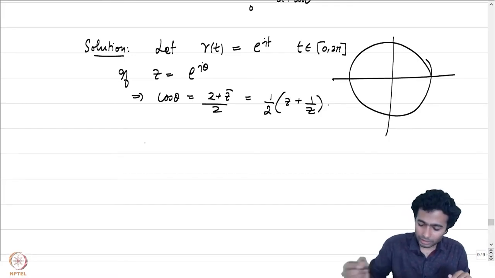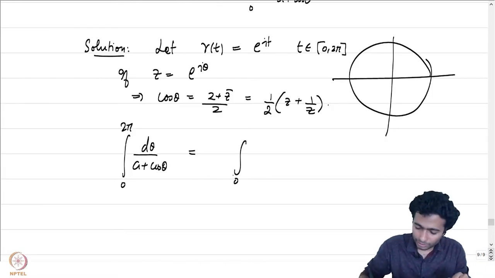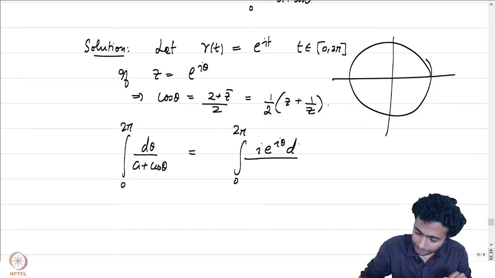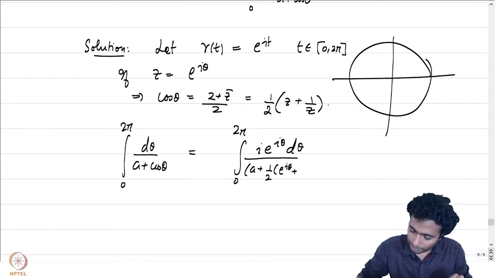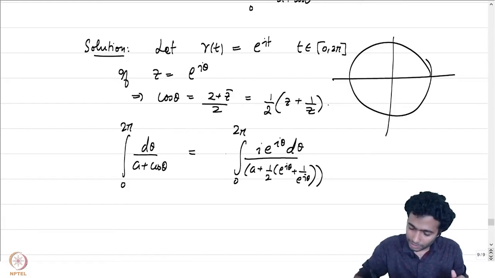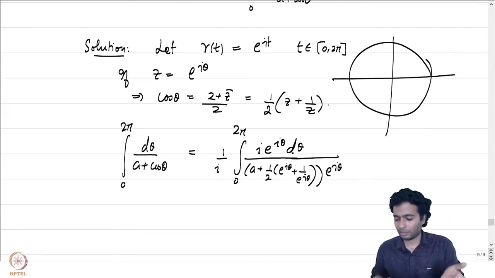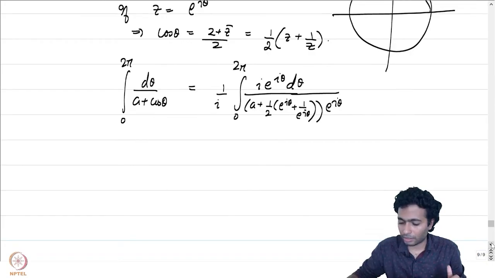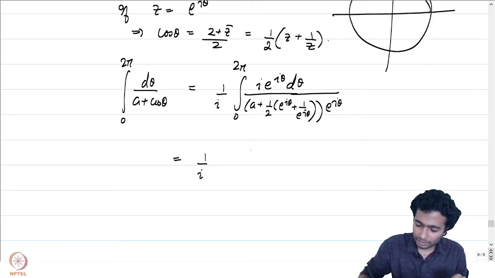So, cos theta can be written as z plus 1 by z over 2. When the right time comes, we will go back to that. Now let us write down our integral. It is the integral from 0 to 2 pi of d theta by a plus cos theta. Let me introduce an e to the power i theta in the numerator and the denominator. This is going to be a plus half of e to the power i theta plus 1 by e to the power i theta, which is z bar, the whole divided by, I will take the i out, and there is an e to the power i theta here. This is precisely rewriting by multiplying and dividing certain terms.